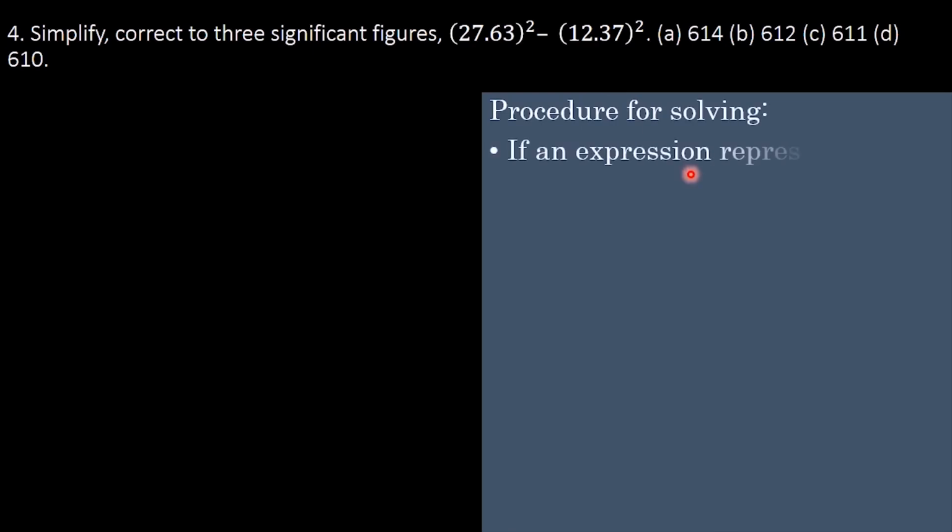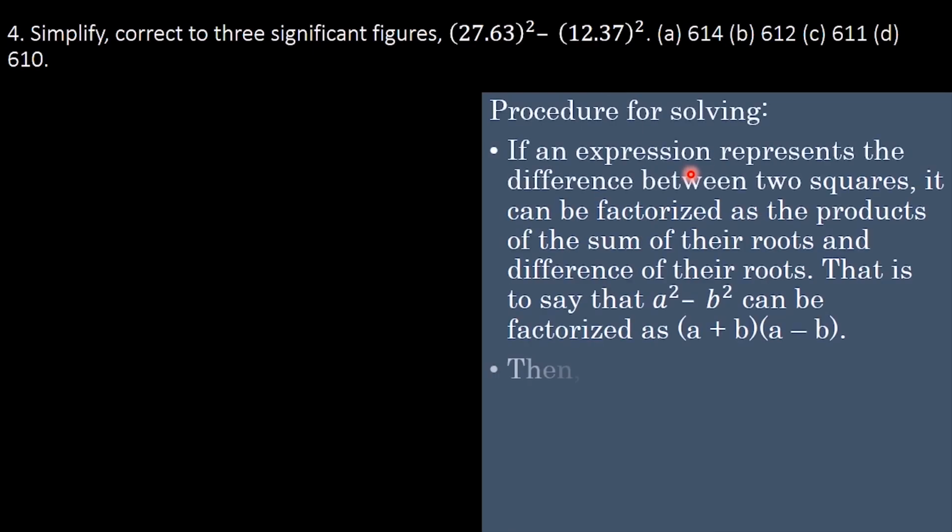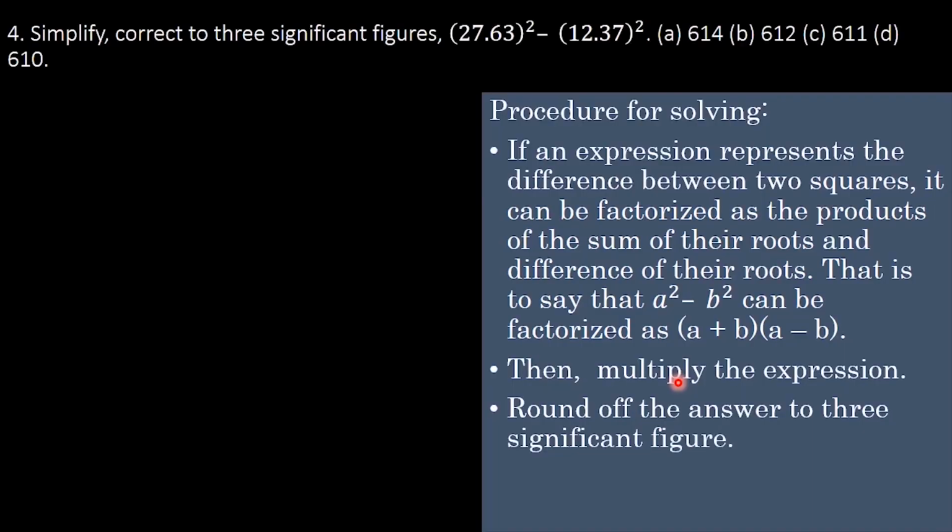Question 4. Simplify correct to 3 significant figures: 27.63 square minus 12.37 square. Let's check the procedure for solving this. If an expression represents the difference between two squares, it can be factorized as a product. Finally, round off the answer to 3 significant figures.